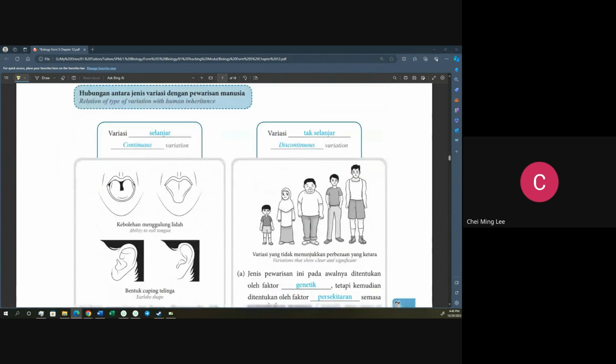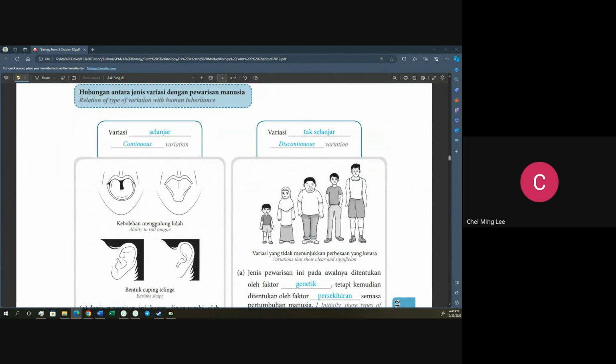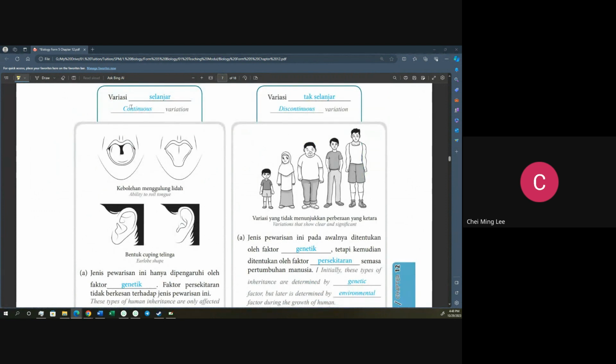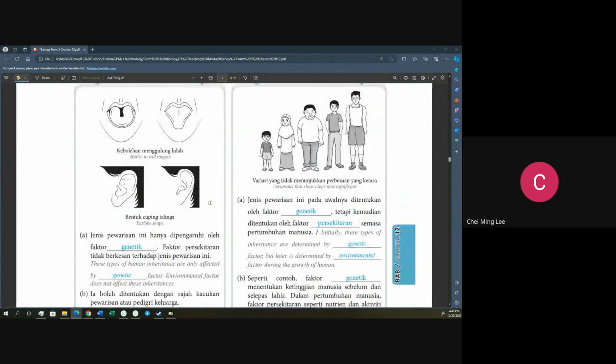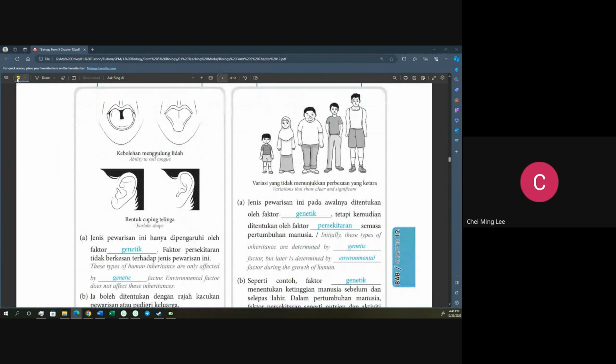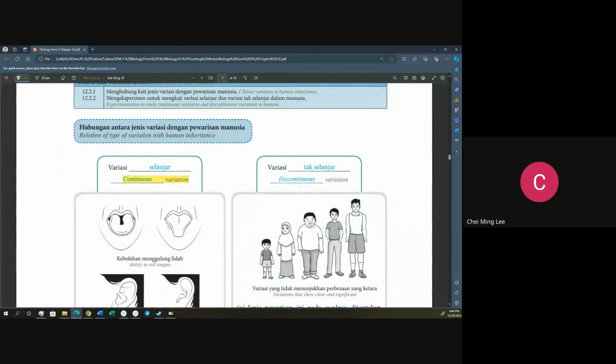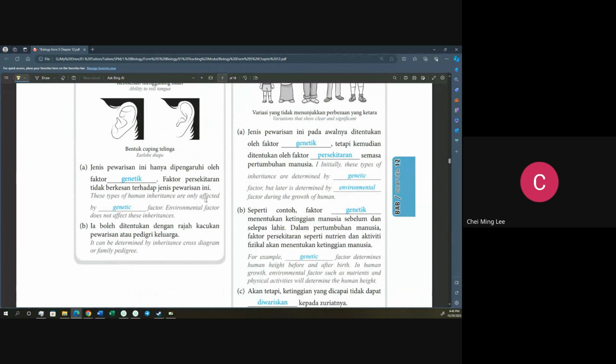Okay, so first we talk about the relation of types of variation with human inheritance. For example, continuous variation. For continuous variation, as we just said, it is only affected by the genetic factor. An environmental factor does not affect this inheritance. So it can be determined by an inheritance cross diagram or a family pedigree.